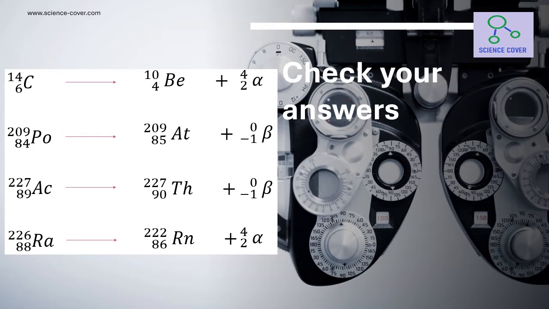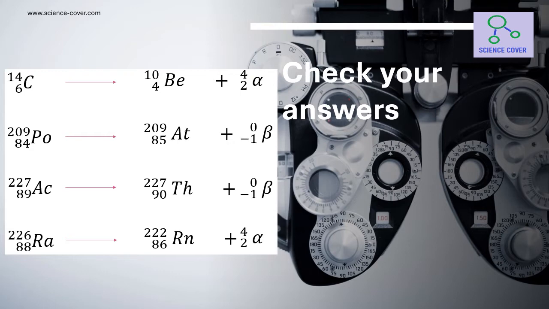Actinium 227 has 89 as a proton number. We've got 227 as the mass number for thorium and 90 as the atomic number for thorium. And again, we're losing a beta particle here with a mass number of 0 and an atomic number of -1.